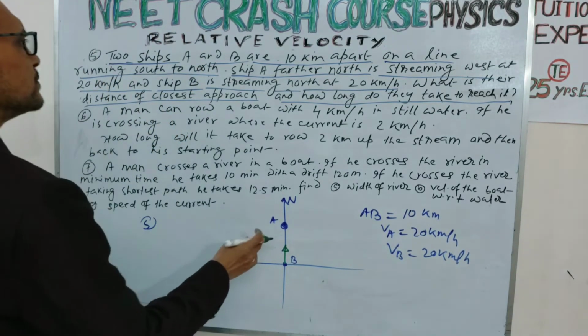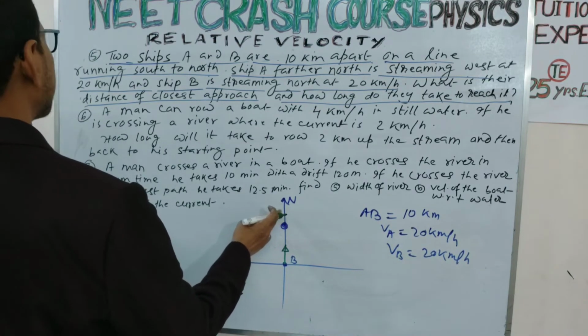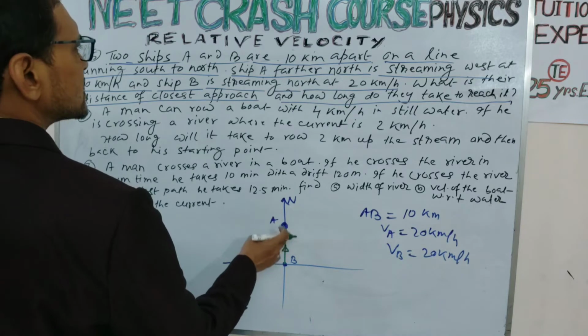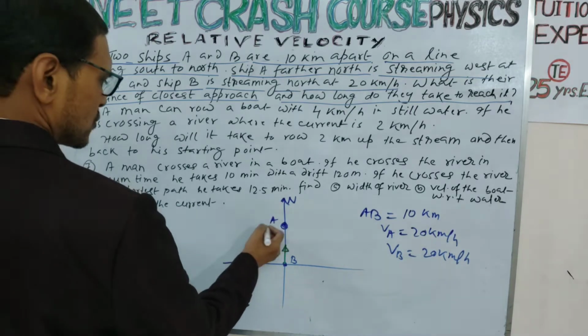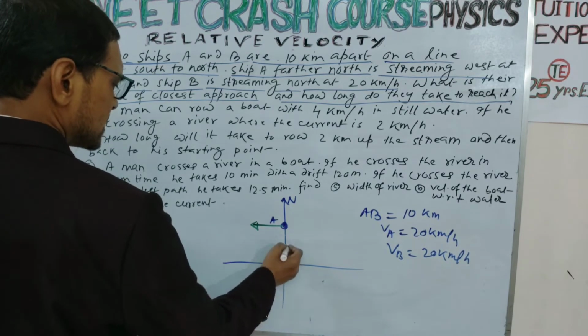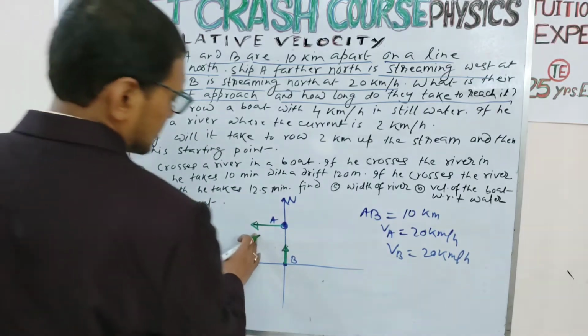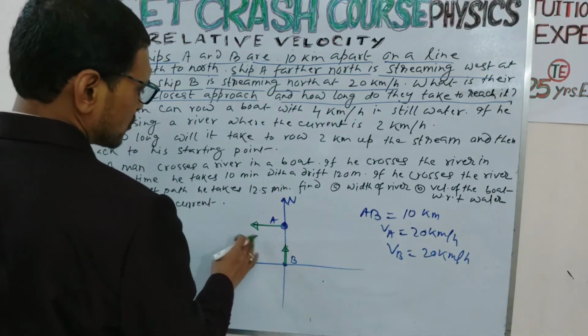And the direction of VA, that is the velocity of ship A, is running south to north. Ship B, further north, is steaming west. So this direction is A and the direction of B is along this direction. So what is the closest approach?